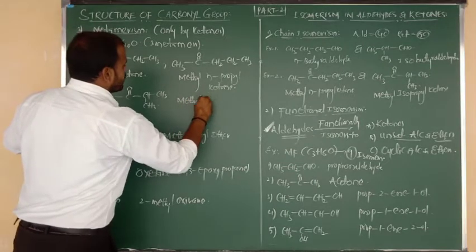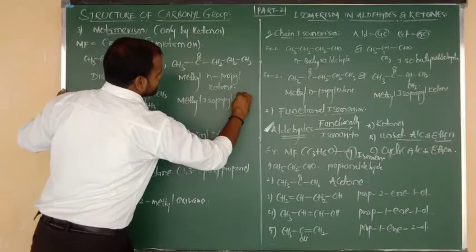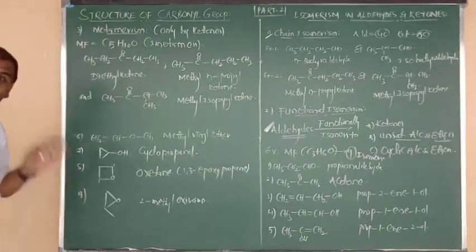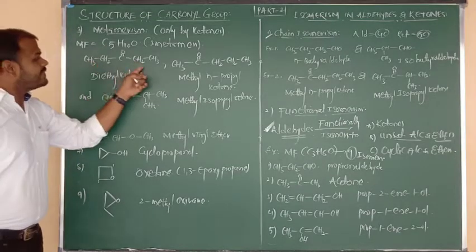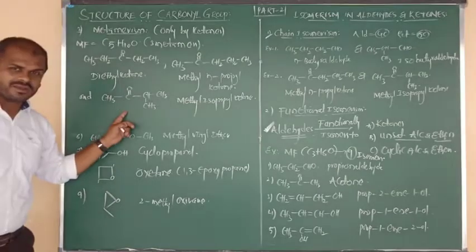The name of this compound is called methyl isopropyl ketone. Methyl isopropyl ketone. Understood? Once again, so we have diethyl ketone, methyl n-propyl ketone, and methyl isopropyl ketone.